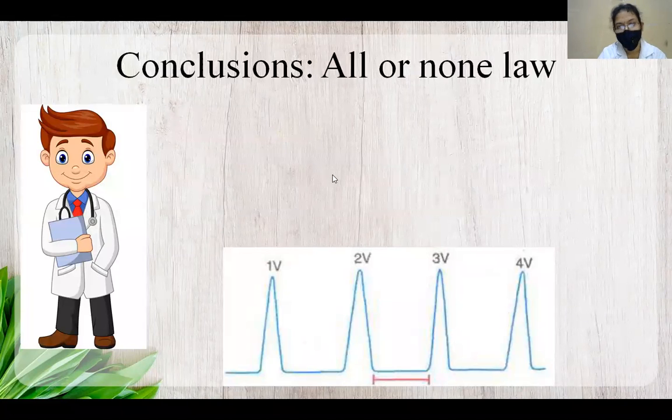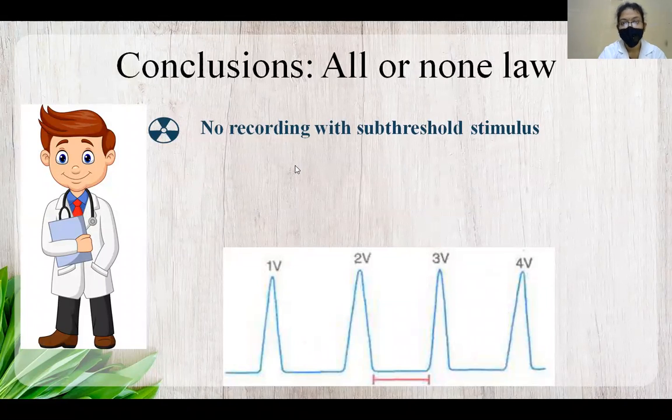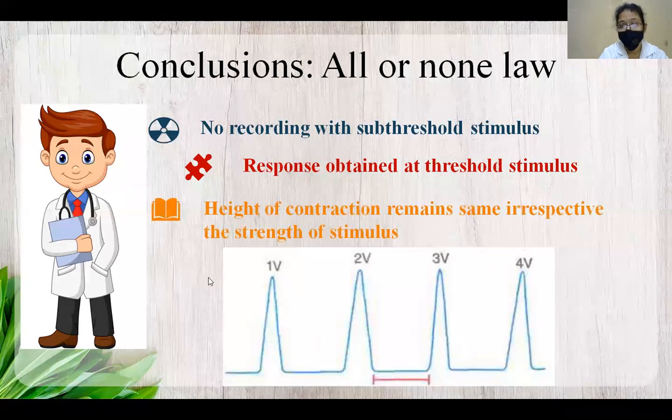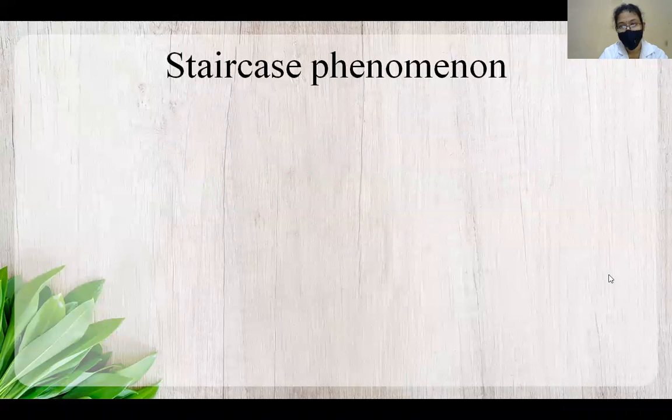So what do we conclude? With subthreshold stimulus, there is no contraction, meaning no recording. We get a contraction, that is a response, at threshold stimulus. And if you see, irrespective of the strength of stimulus, the height of contraction remains the same. So this is what is the all-or-none law.